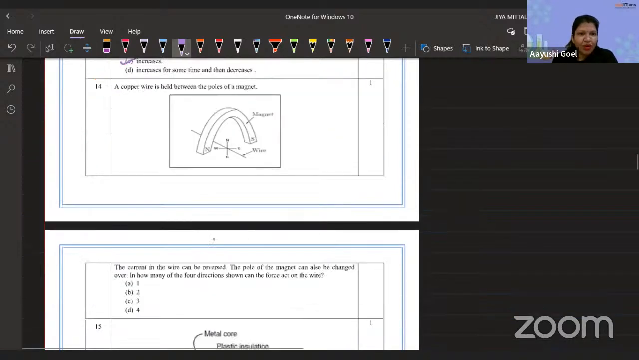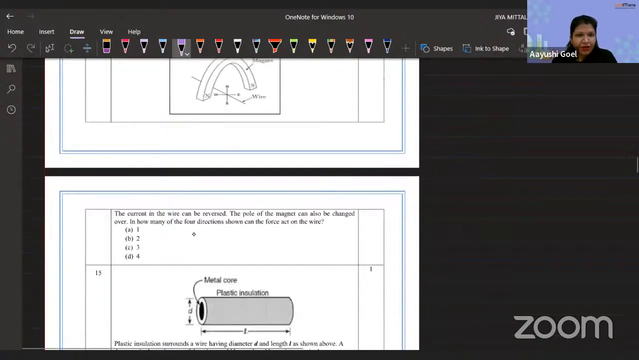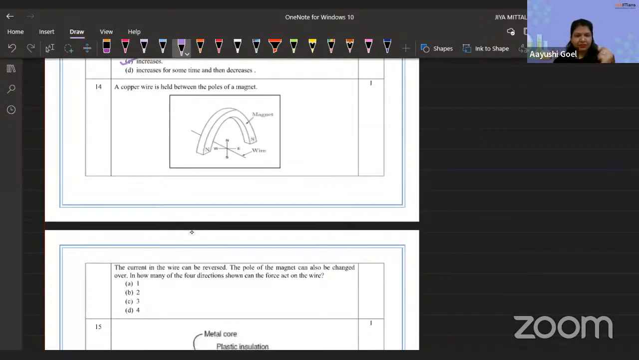Now let's see. A copper wire is held between the poles of a magnet. The current in the wire can be reversed, and the pole of the magnet can also be changed. Okay, they can change the poles as well as the current. And in how many directions can the wire move? North or south or east or west?